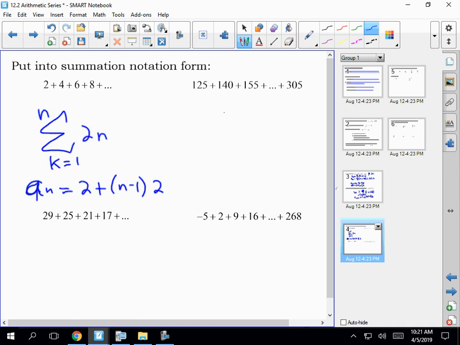Here we've got summation from k equals 1 to, we've got to figure out what term that is, and then we'll have it. So we've got to figure out what term this is before we can do it. So we've got a sub n, which is 305, equals the first term, 125, plus n minus 1 times the difference, it looks like is 15. So if you could solve that for n, then we'll know what to place up here. So 305 minus 125, divide by 15, add 1.